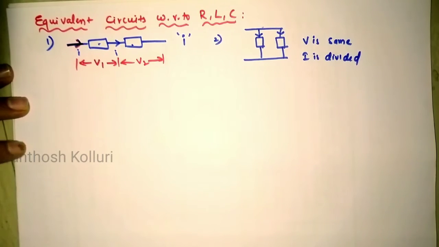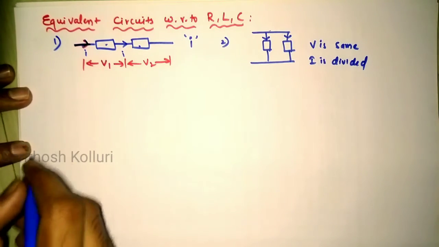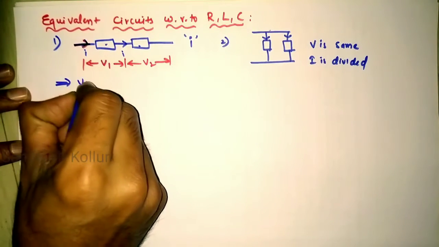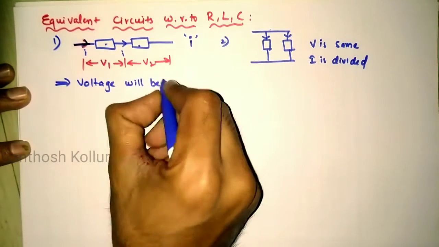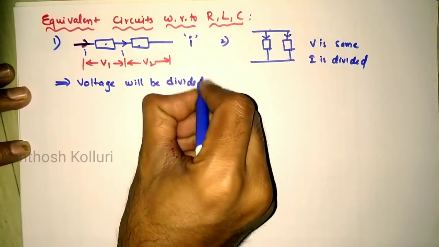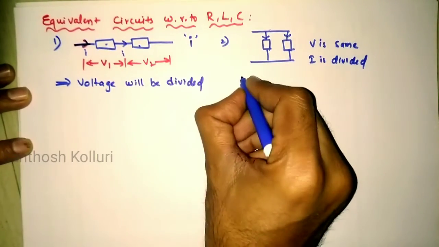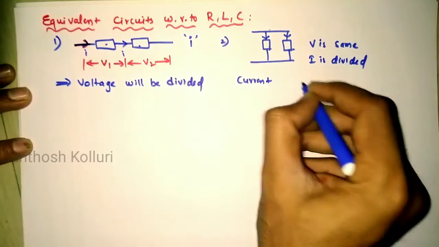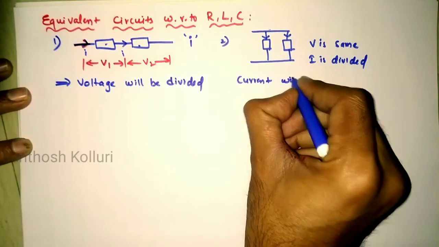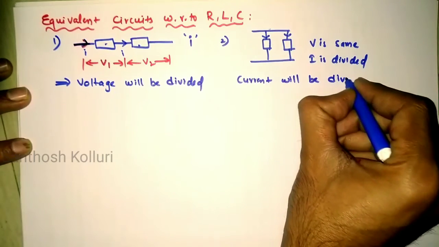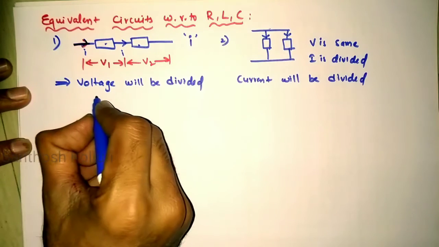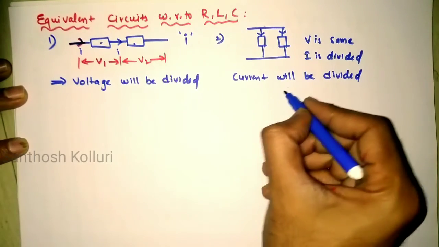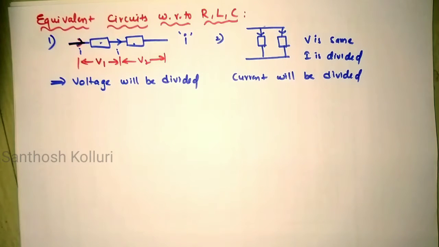So in series elements, voltage will be divided, but current is the same. And in parallel connection, current will be divided, but the voltage across the elements is the same. So from this, the voltage division rule can be written, and from this, the current division rule can be written. We'll see step by step.